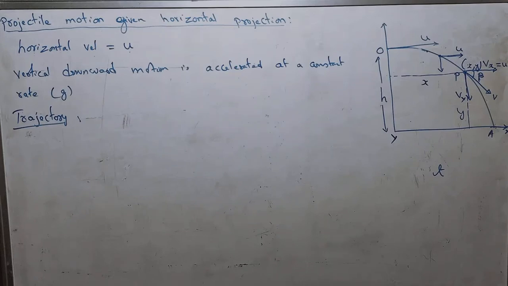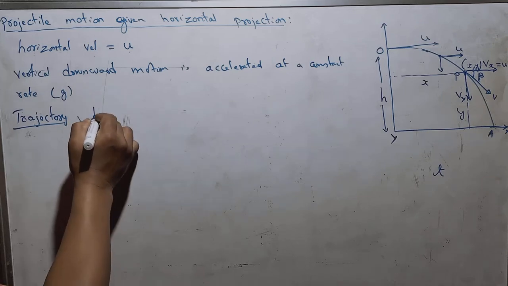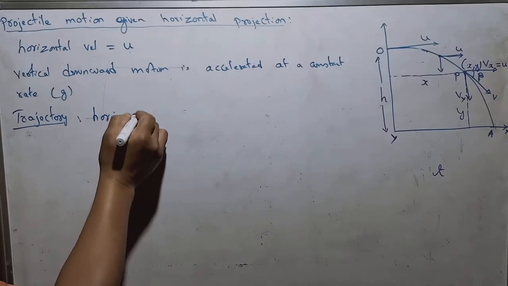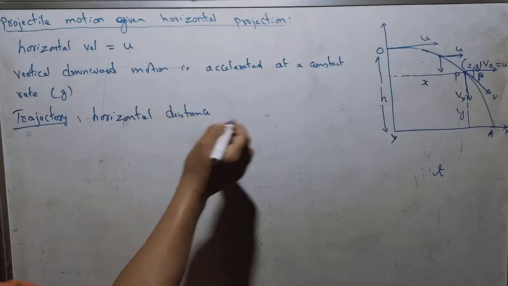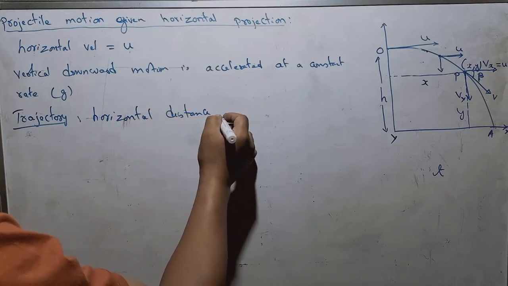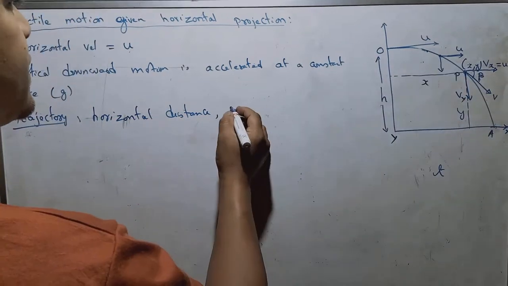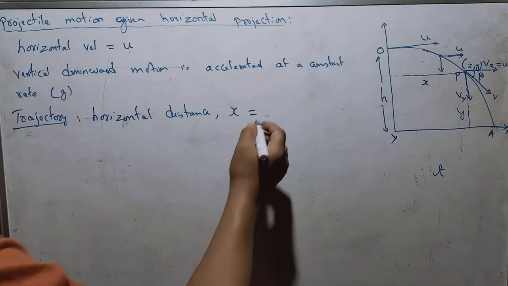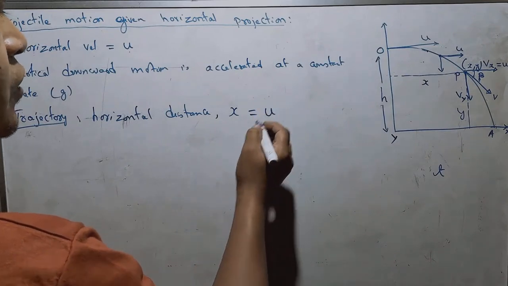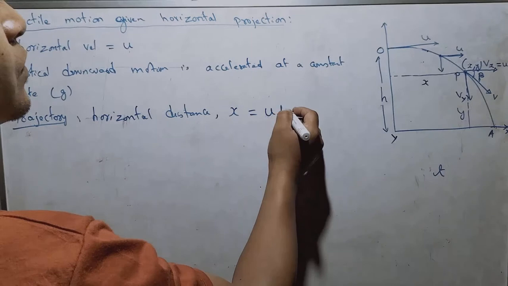Fine. Now, what is the horizontal distance covered by the body in time t? So I will write horizontal distance covered by the body in time t. This distance is equal to how much? X. Okay, and this x is equal to horizontal velocity into time.